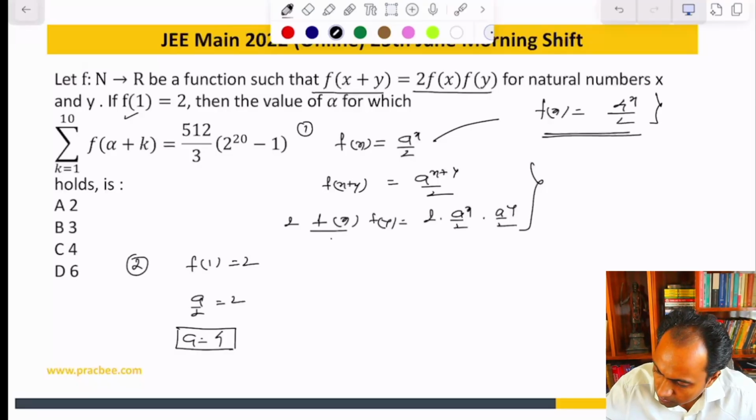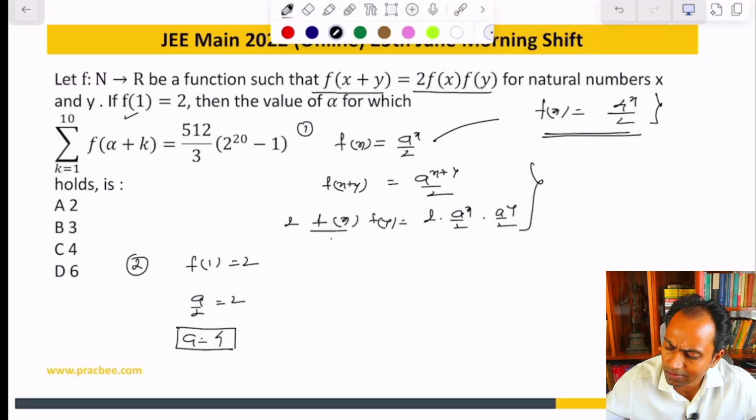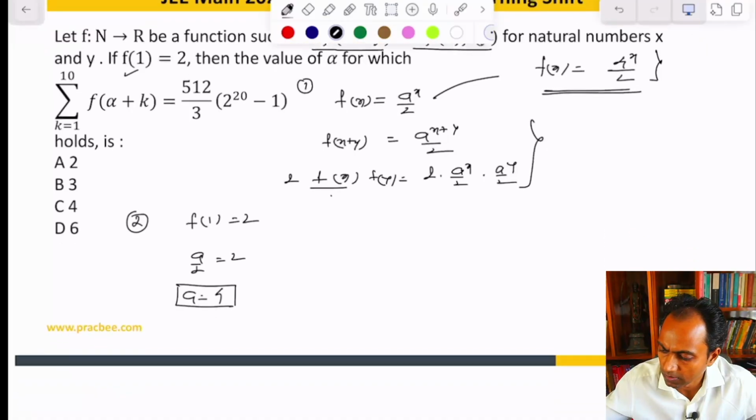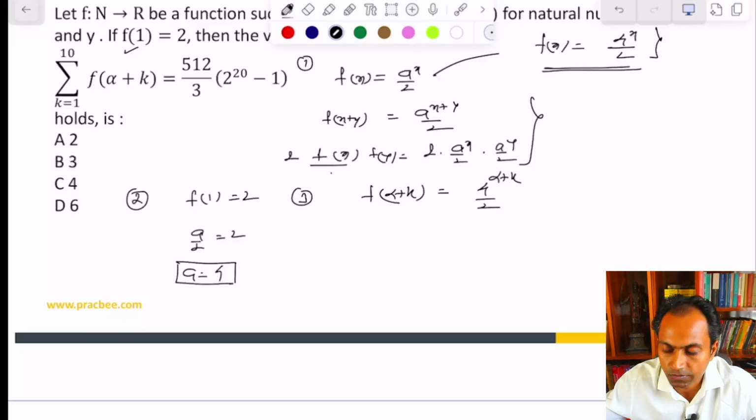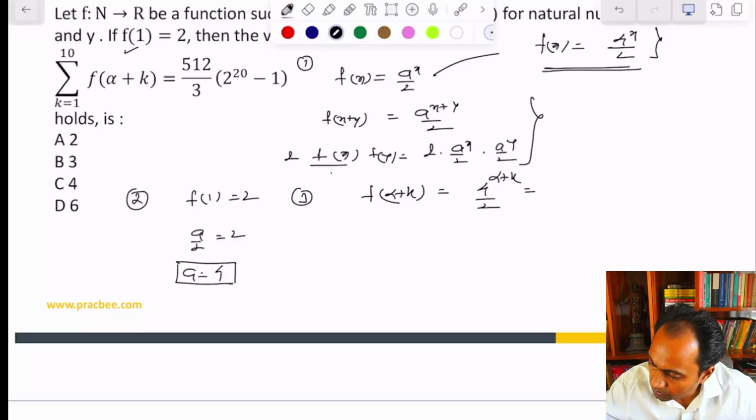This is my function. Now you can see that once you understand this, finding this summation is not a big task. You can put the value, find the summation. And what they are asking is not the value, they are wanting us to find the value of alpha. So we'll do it in the third step. Now what they are saying is f of alpha plus k. If I write, it will become 4 raised to the power alpha plus k divided by 2, that is equivalent to 4 raised to the power alpha by 2 into 4 raised to the power k.